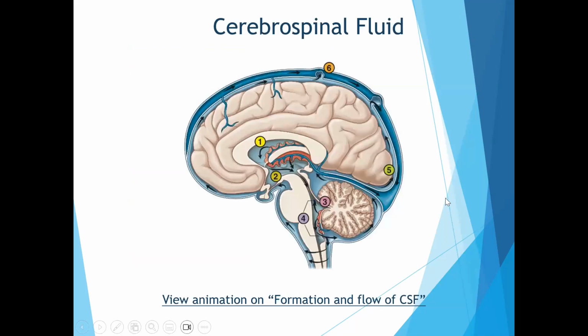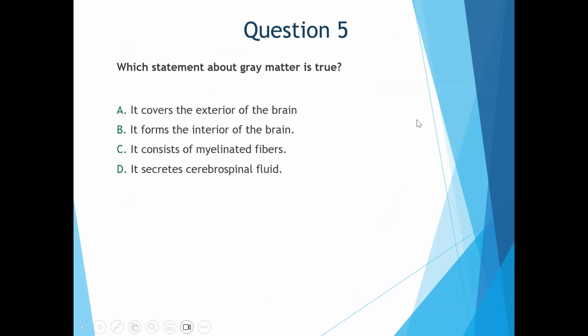This is just a little animation that takes you through that, but like I said, I want you to know, number one, that the choroid plexus in the lateral ventricles is what starts the pathway. And I want you to know that the arachnoid villi reabsorb some of that CSF into the venous system.